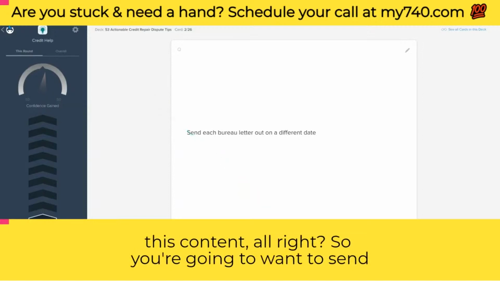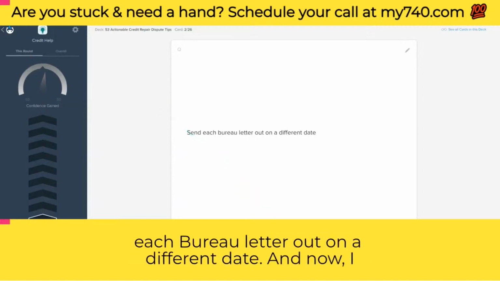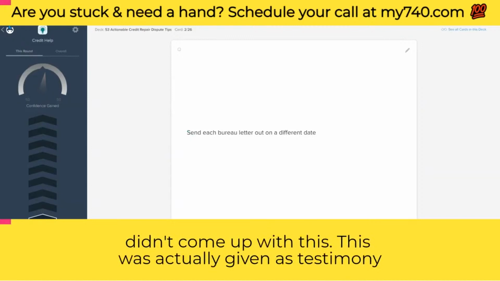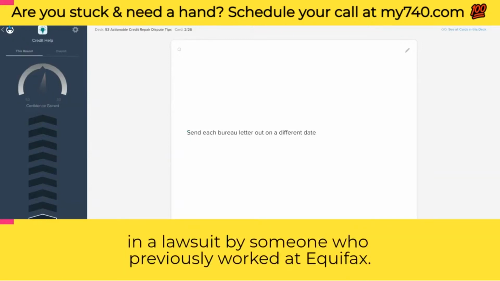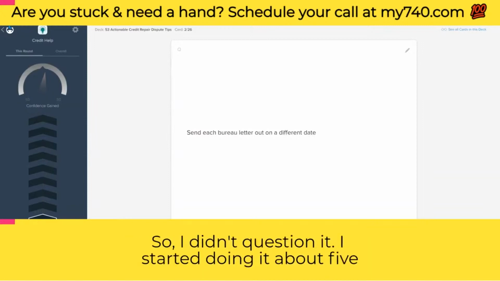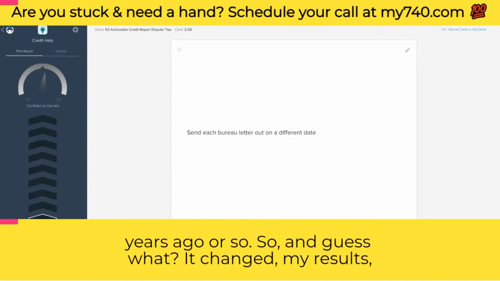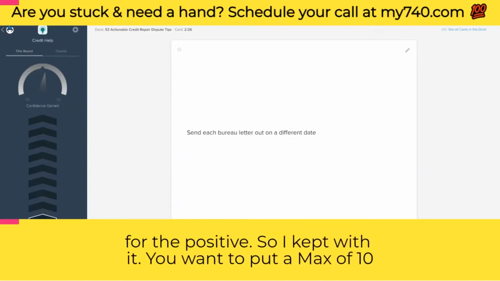All right, so you're going to want to send each bureau letter out on a different date, and no, I didn't come up with this. This was actually given as testimony in a lawsuit by someone who previously worked at Equifax. So I didn't question it. I started doing it about 5 years ago or so, and guess what? It changed my results for the positive, so I kept with it.